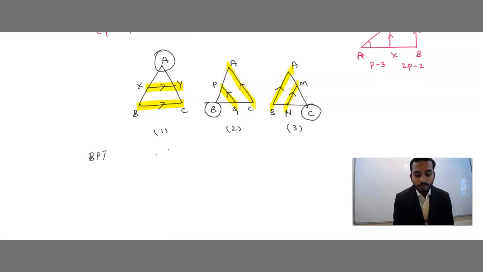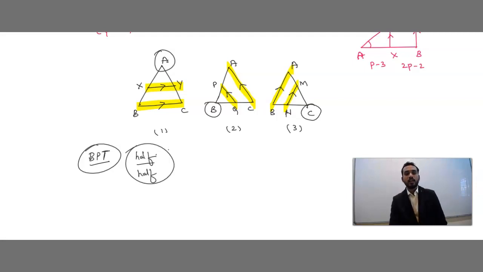How to apply BPT, or its converse, or its corollaries. If you want to apply BPT for figure 1, you should use this logic: half by half. This is my logic, half by half. So what is this half by half? Simple. Take BPT or converse of BPT or corollaries of BPT, anything you take, but the starting point is A. According to this problem, starting point is A. Half, start from A.